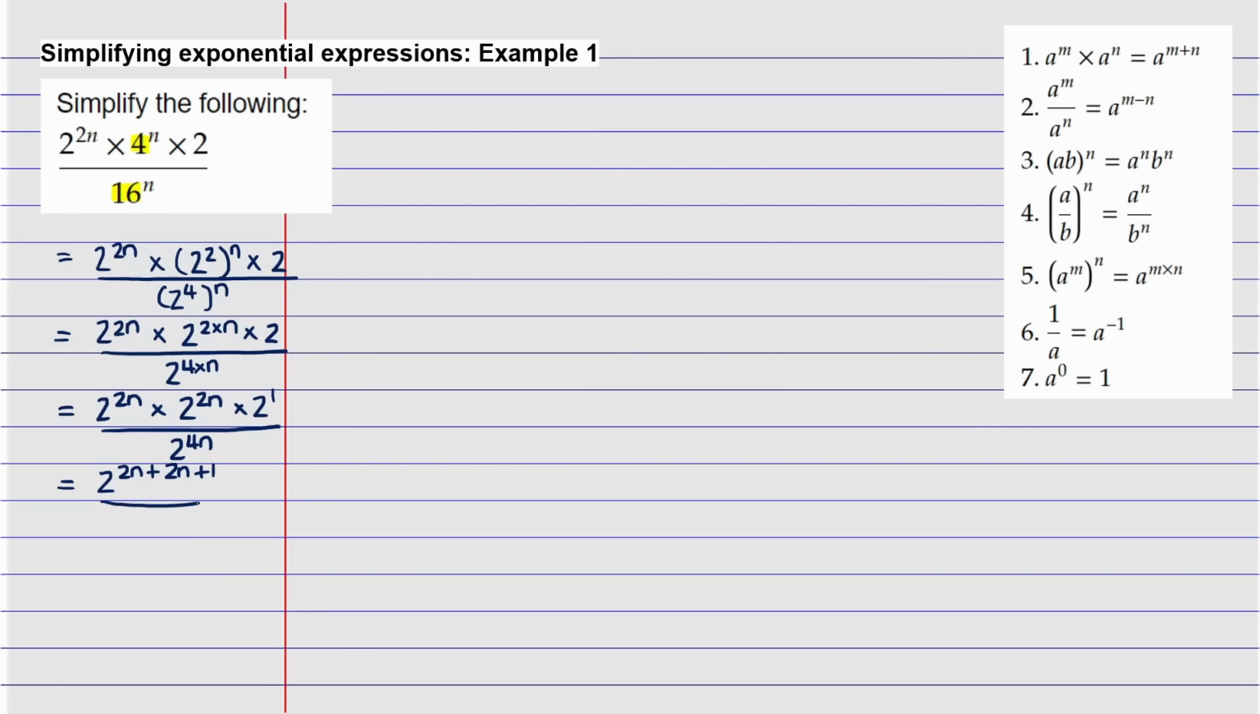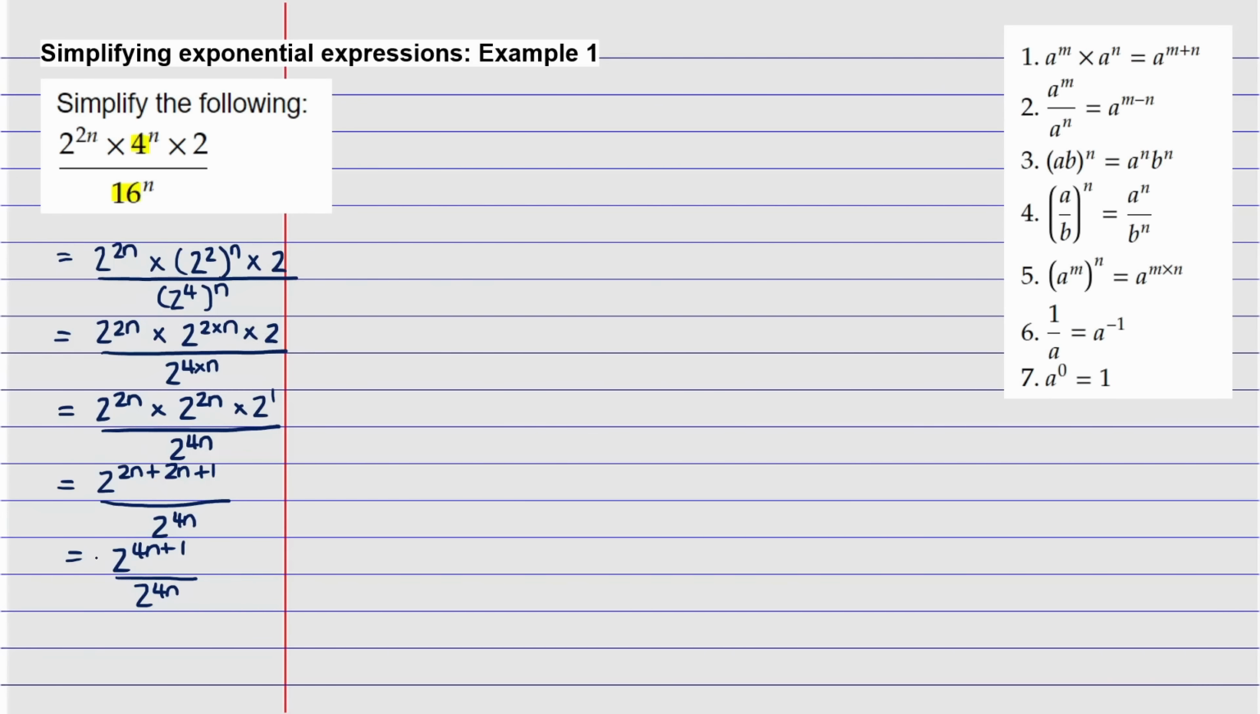And this whole thing is going to be divided by 2 to the power 4n, right? Then simplify this. 2 to the power 2n plus 2n is going to give you 4n, then plus 1, divided by 2 to the power 4n, right? So now it looks like this, meaning we can apply law number 2, right?